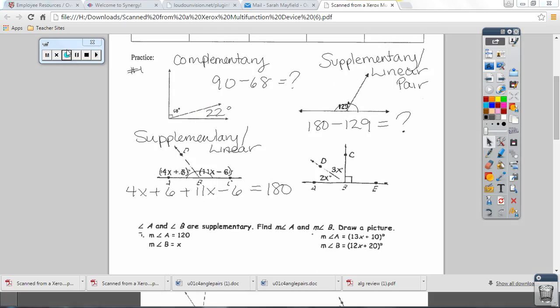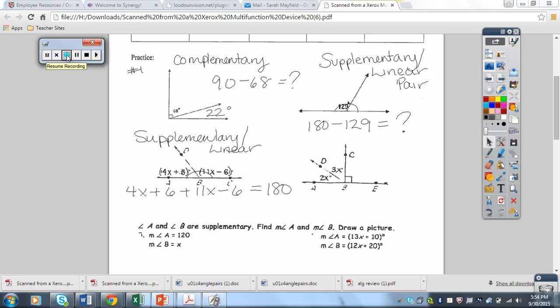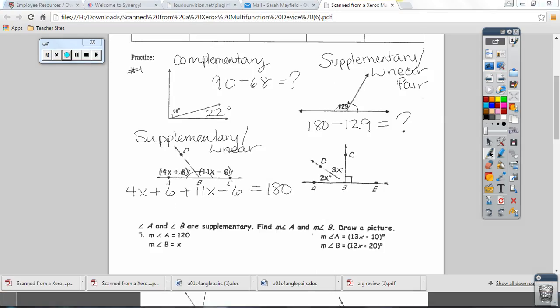So now, let's combine like terms. We have 15x, my 6's cancel out, equal 180. So I'm going to divide 180 by 15. So x equals 12. All right, so let's plug them in and find the angles again.